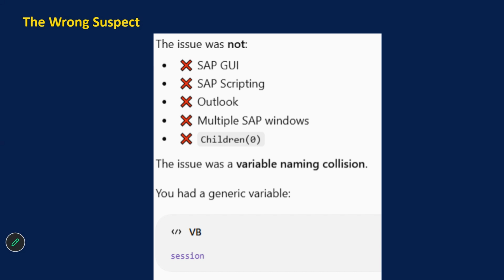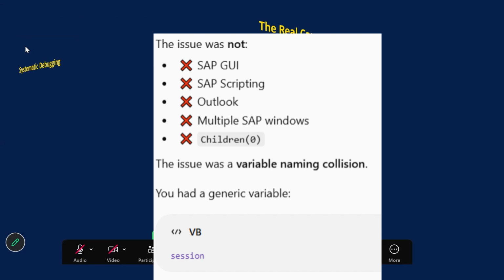Systematic debugging. Instead of changing random lines of code, I decided to verify every assumption. I tested whether the SAP application object existed. Then I verified the connection object. Then I verified the session object. Every test passed successfully. At that point I knew the SAP scripting engine was innocent. The evidence simply didn't support blaming SAP.